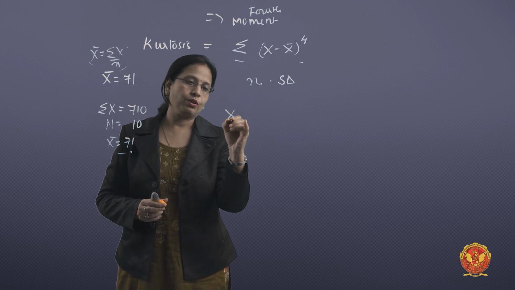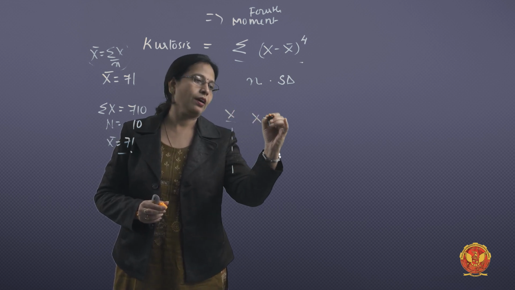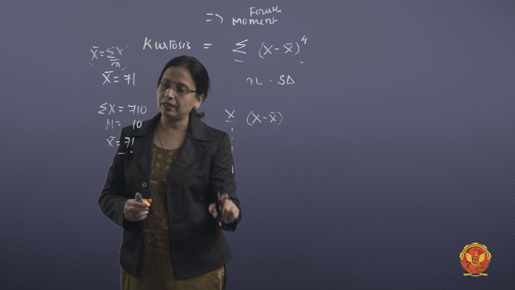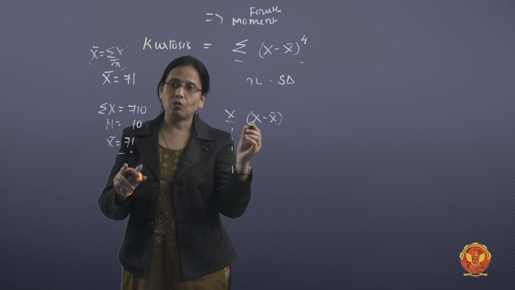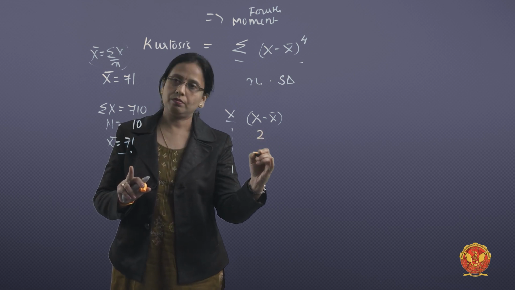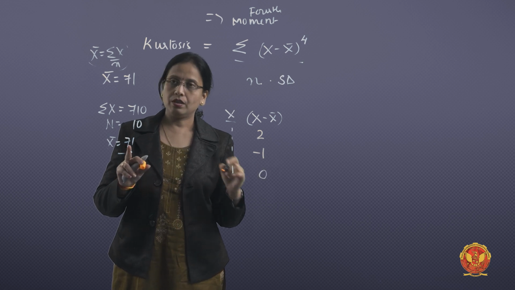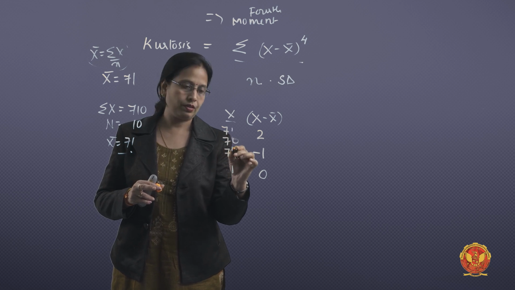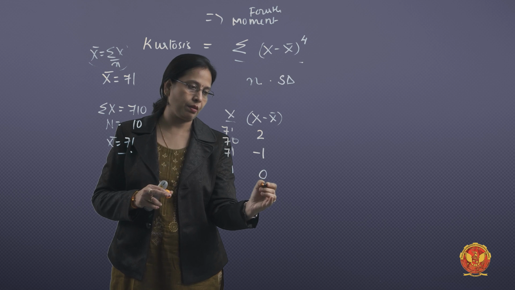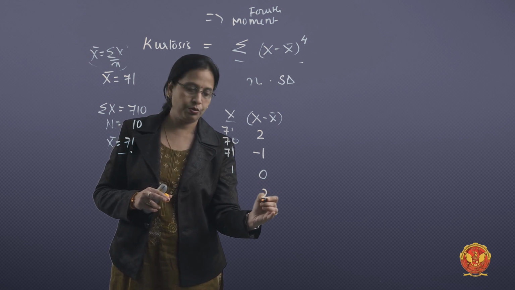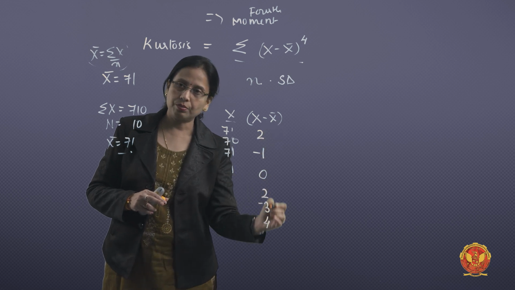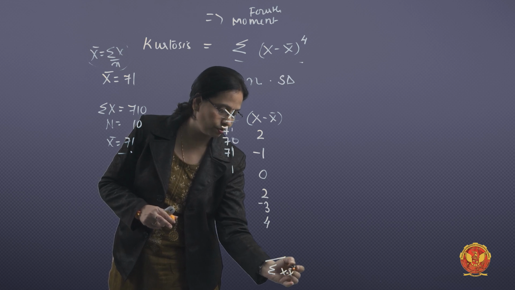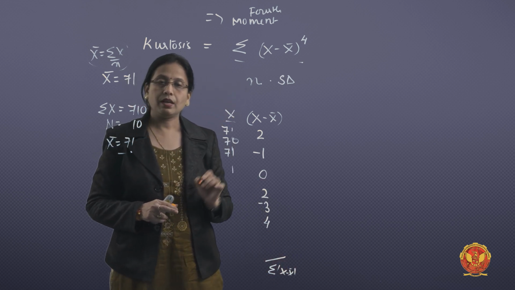What I'm supposed to do is, when you get these values x, find out x minus x mean. X minus x mean means all the x values minus 71. So the values which I'm getting are 2, minus 1, 0. See, the values of x are 71, 70, 71, and so on. So this is x minus x mean. I'm getting 2, minus 1, 0, 2, minus 3, 4. This is the process and it goes. You find out the sum of x minus x mean, right? It will come 0.